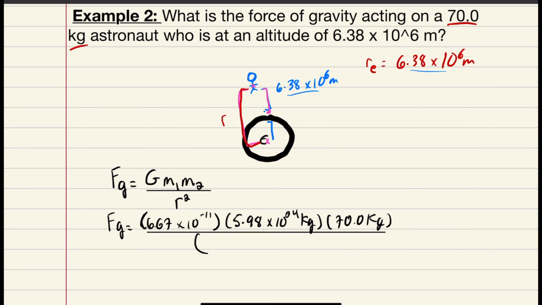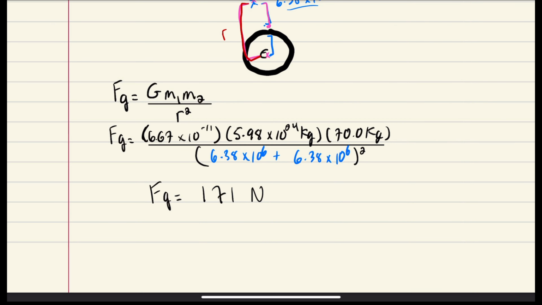Because the Earth's radius itself is 6.38 times 10 to the 6, and the astronaut happens to be orbiting 6.38 times 10 to the 6 above the atmosphere. So we're going to write 6.38 times 10 to the 6 plus 6.38 times 10 to the 6, and then that is all going to be to the exponent 2. After plugging that in, you're going to get a force of gravity exerted on the astronaut of about 171 newtons.